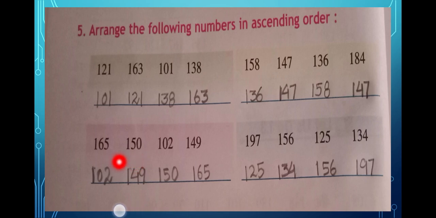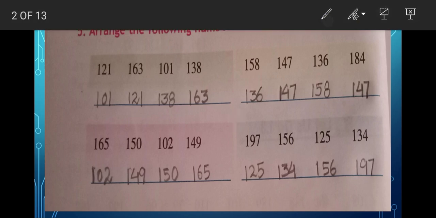And 5 is the third smallest number. So it came in the third place. 150 came in third place. And the last one will be 165. Okay. So in the same way I have arranged this one also. You also try to do this one. Okay children. So now here you have to write in the copy these two. First one and second one.